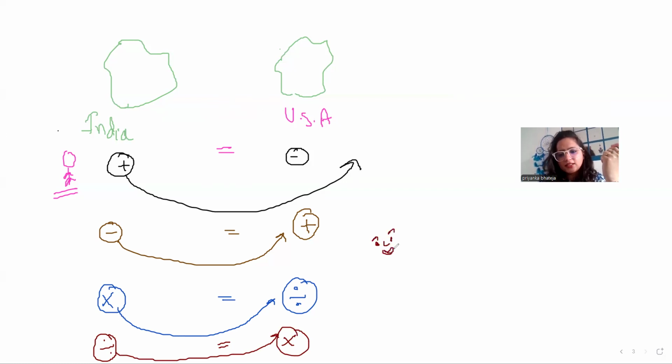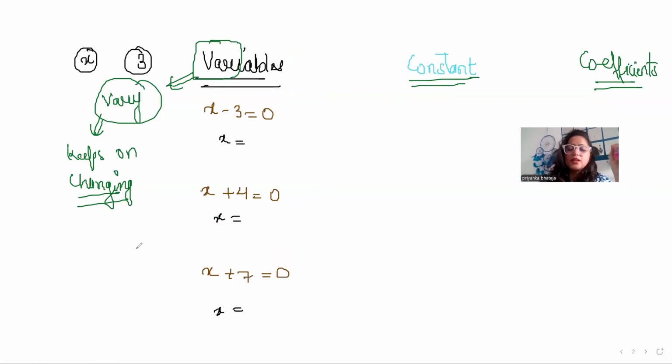Did you understand the concept now? Very good. So let's come back to page number 2. Now try these questions. The value of x is, yes, very good, because it was negative here. So when you shift this negative to the other side, it will be positive. Yes, -4. Yes, -7. Very good.